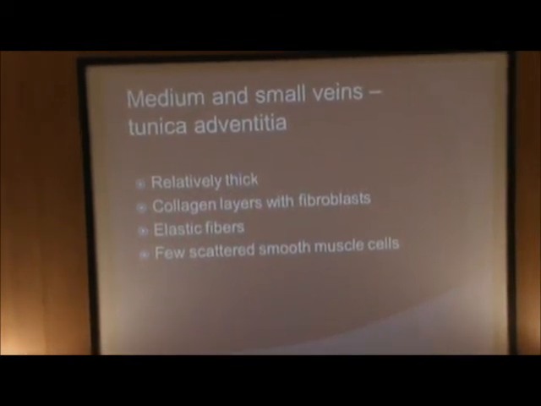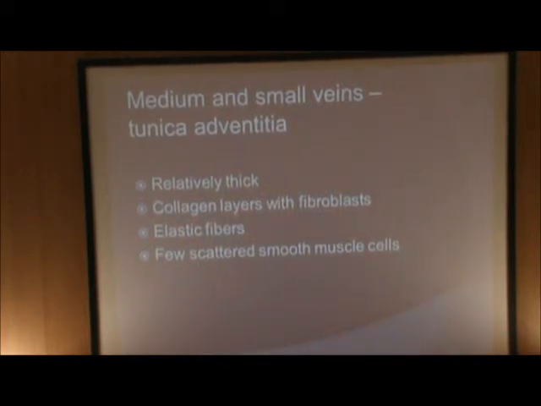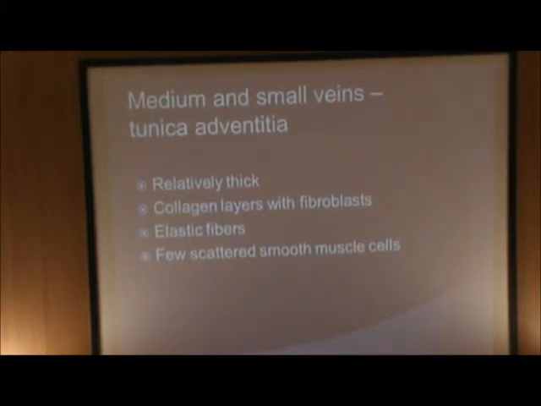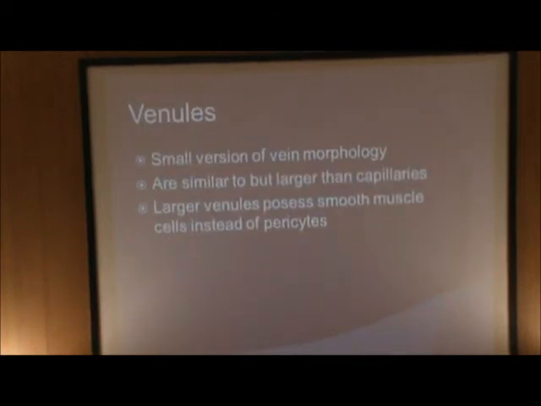Last one, tunica adventitia. This is the most developed part. This is the widest part, relatively thick. It contains collagen material, collagen fibers with fibroblasts, elastic fibers, and scattered smooth muscle cells.